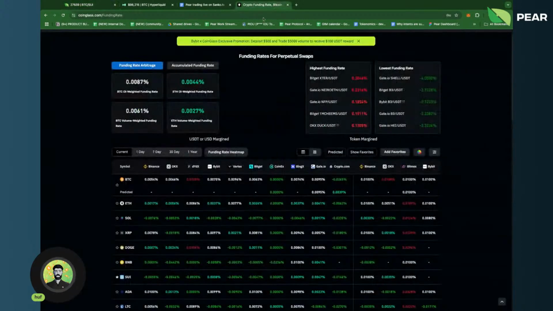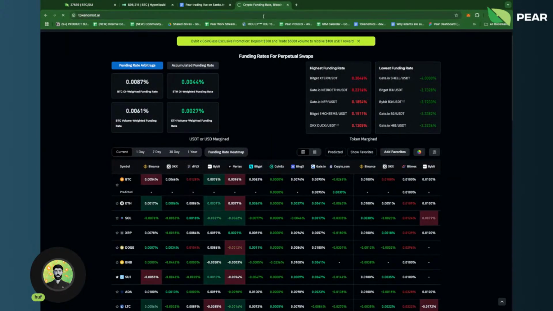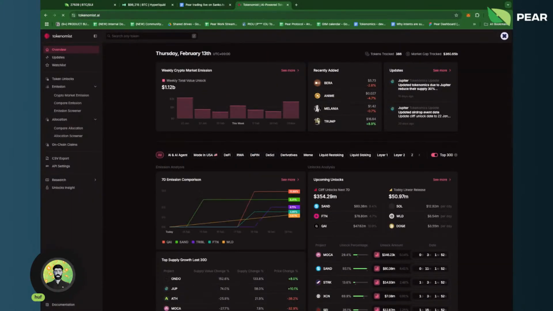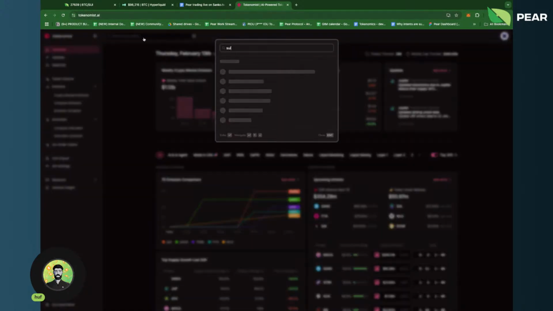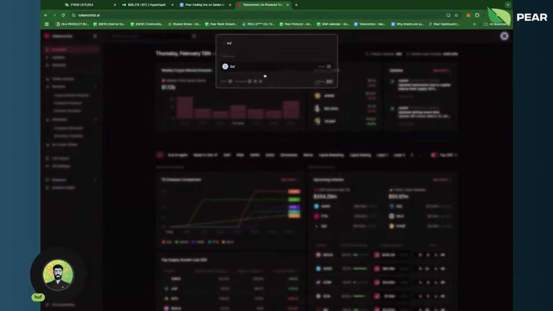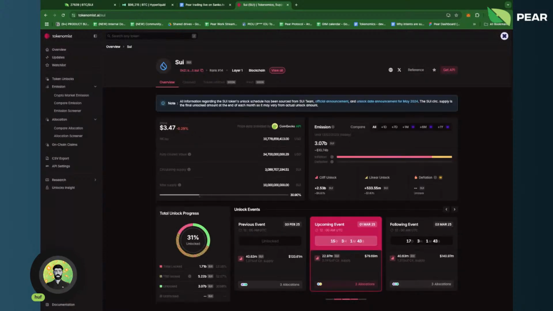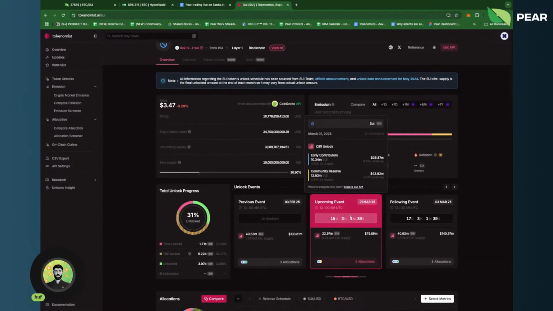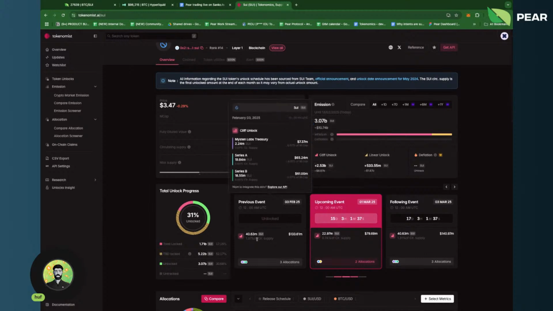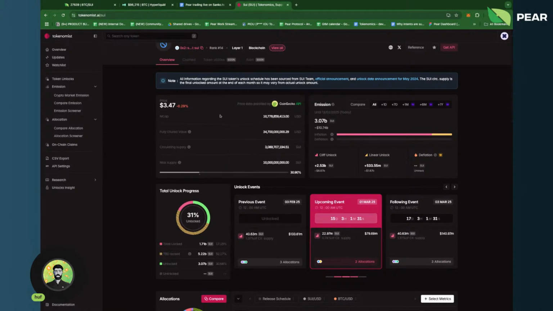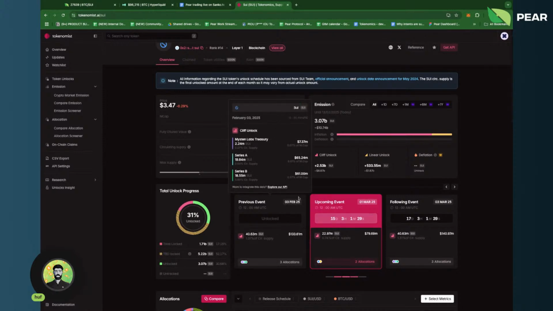Let's talk about token unlock. Tokenomists.ai does have a free product offering, and you can search for any token here. So I'm going to look at Sui. One of the reasons why we did a big short earlier in the year is because there was an unlock event happening, which was for 1.3% of circulating supply. That was on the 3rd of Feb. People will know in my channel that I shared in my Telegram channel.